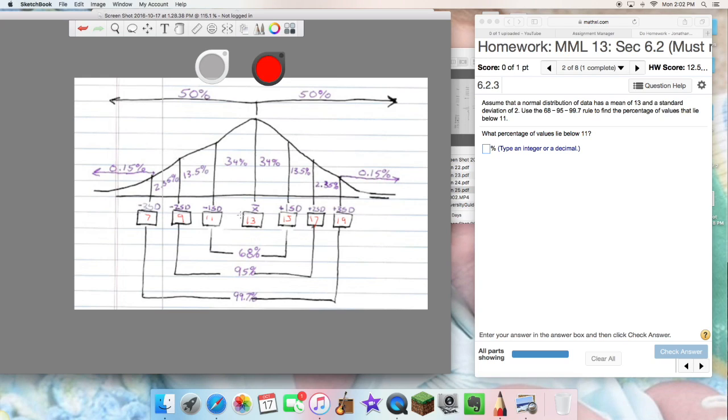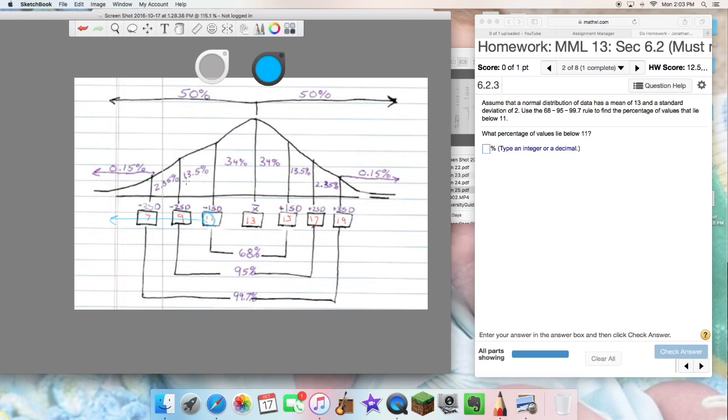All right, so now look at the question. It says what percentage of values lie below 11? Well, here's 11, and I'm going to just change my color a little bit. We'll change it to blue. So 11 is right here. I am looking for all the numbers that are less than 11. So I'm going everything that's in that direction. I need to find all the percentages in this direction that are below 11.